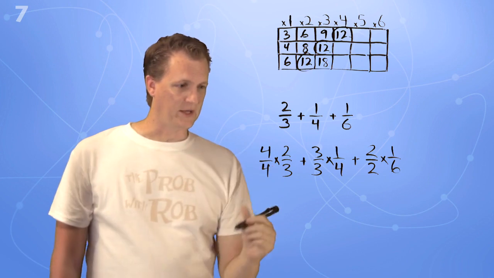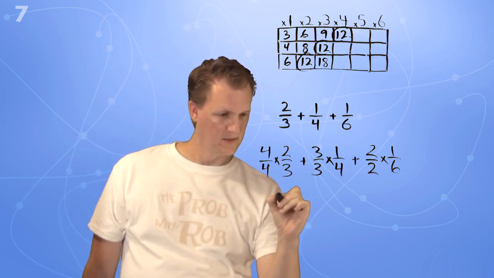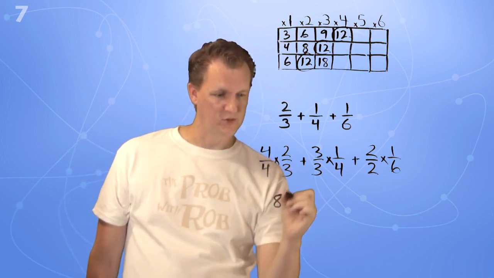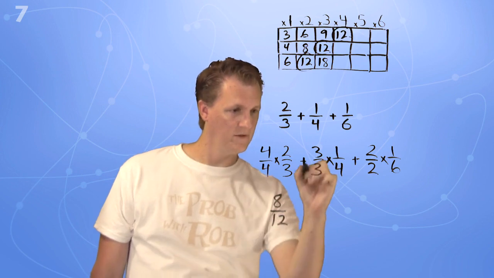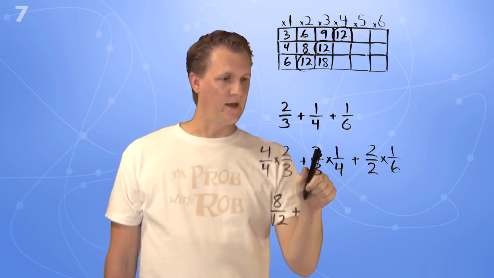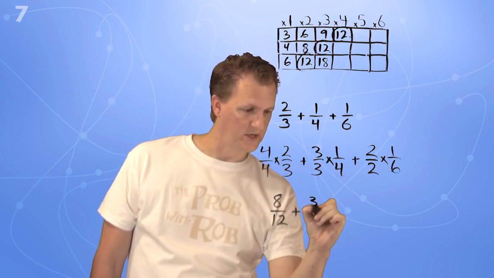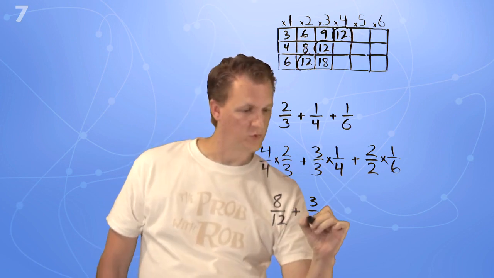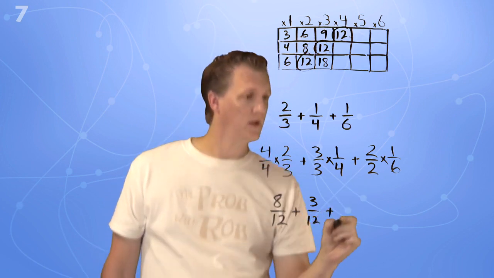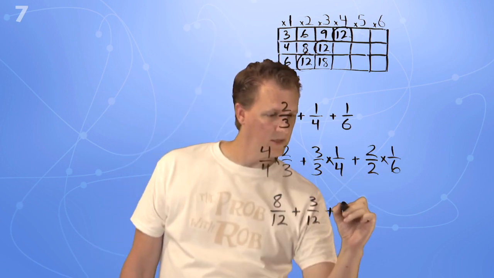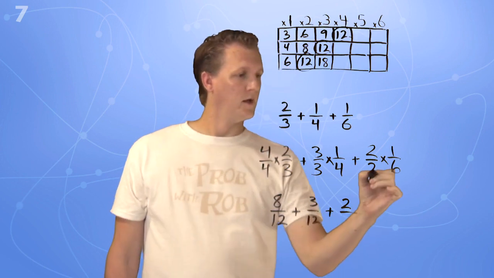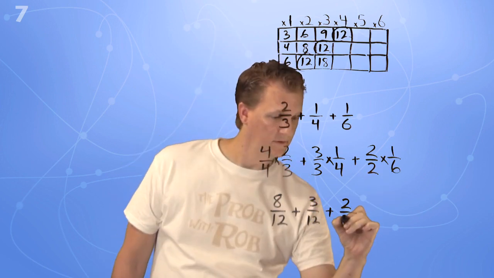So now let's multiply these here. 4 times 2 is 8. 4 times 3 is 12, so 8 over 12, plus, and we have 3 times 1 equals 3. 3 times 4 equals 12. That's good. Then we have 2 times 1 equals 2. 2 times 6 equals 12.